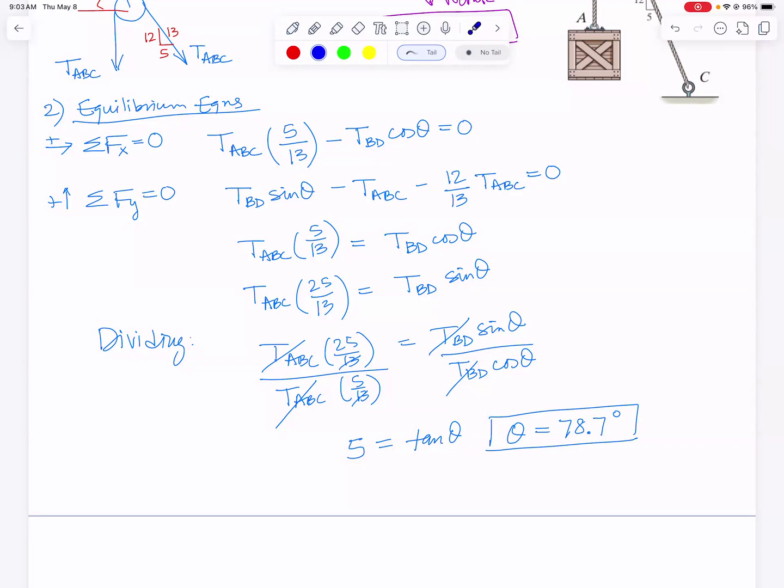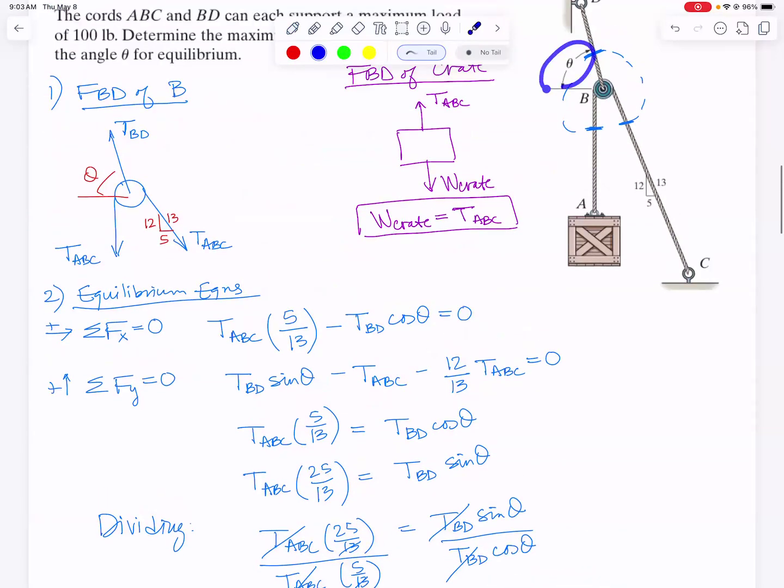So we solved for the first part, which is what is the angle that you have to have here for this setup to be in equilibrium. Now, what we're going to do is solve for the weight of the crate so that neither of the cables fails.